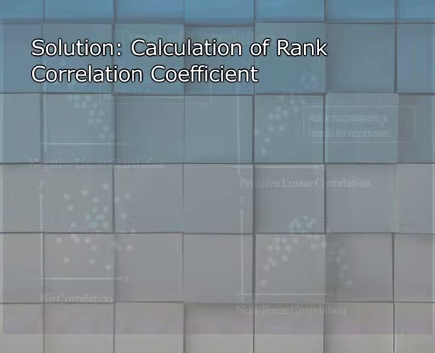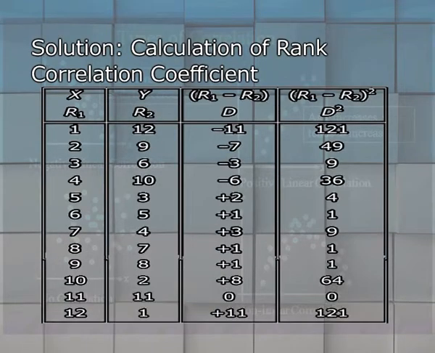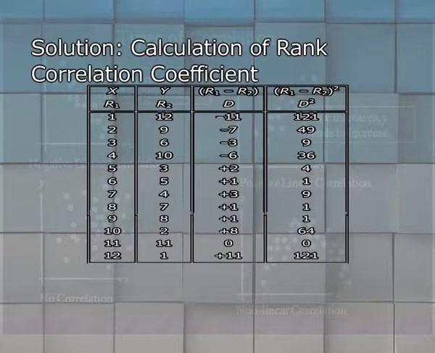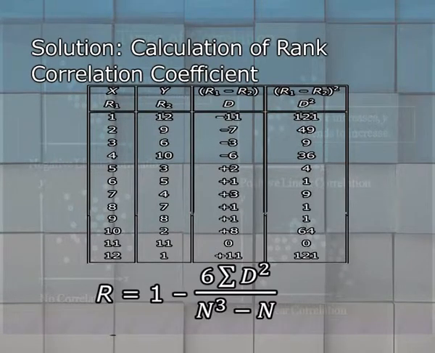So here we are doing the calculation of rank correlation coefficient. For that, we are making a table with the following columns: capital X, which is R1, capital Y, which is R2, third one is R1 minus R2, that is equal to capital D. Then the next one is R1 minus R2 square, that is equal to D square. So we are applying the formula as well over here. So capital R is equal to 1 minus 6 sigma D square divided by n cube minus n.